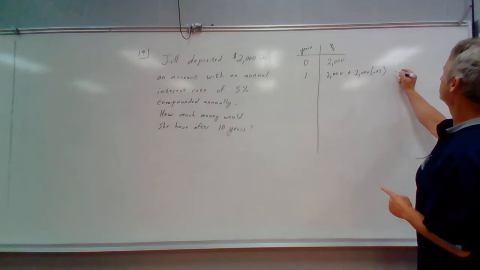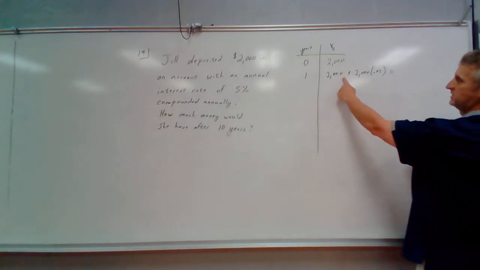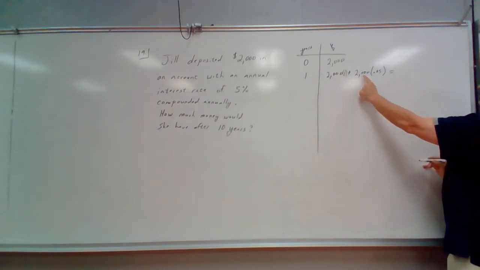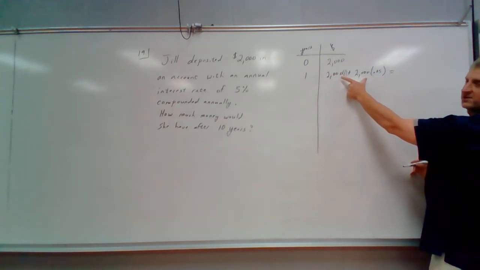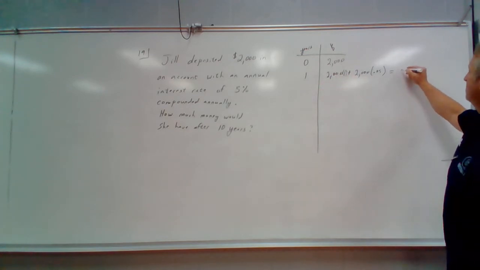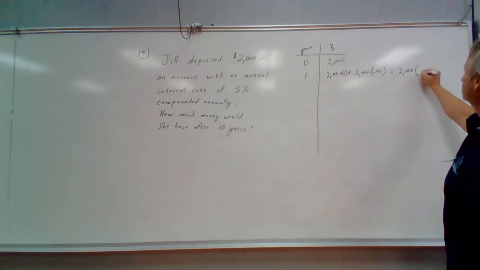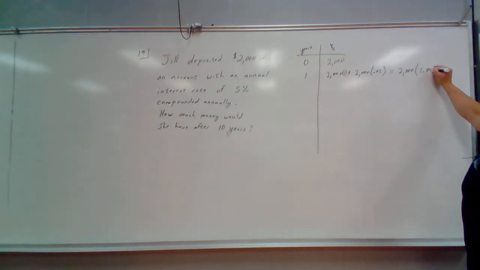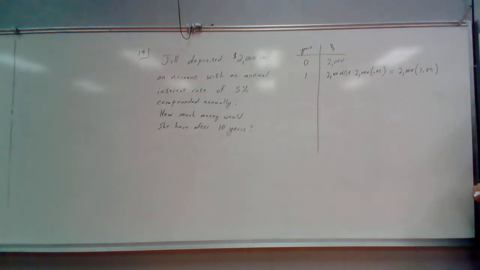All right, so let's think about this. So I could say that this is 2,000 times 1, right? 2,000 times 1 plus 2,000 times 0.05. If I factor the 2,000 out of this expression, I have 2,000 times 1 plus 0.05. So 1.05. So after the first year, she would have 2,000 times 1.05, which would be $2,100. $2,100. 100 is 5% of 2,000.